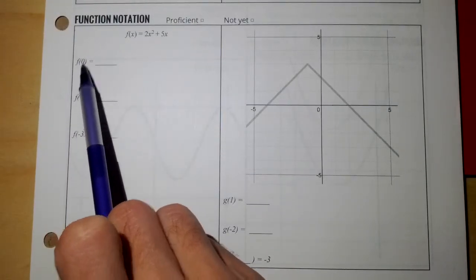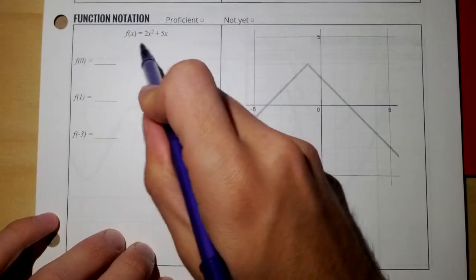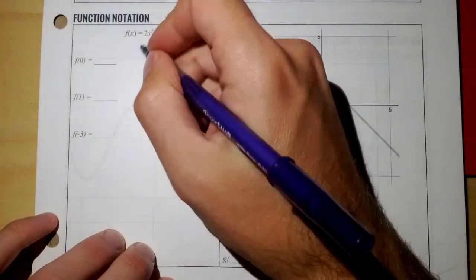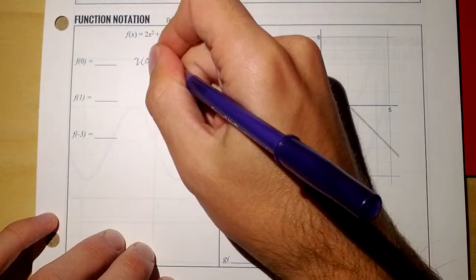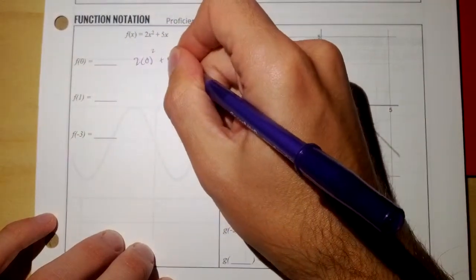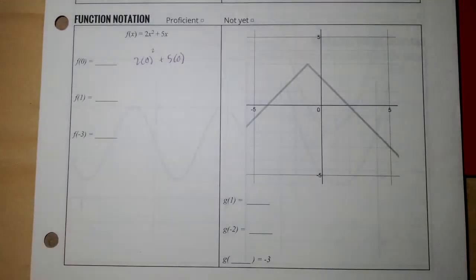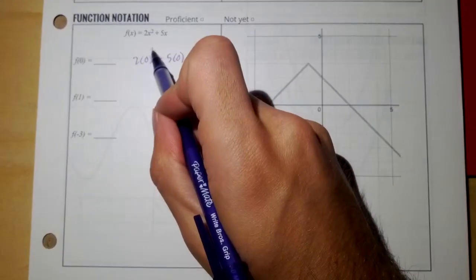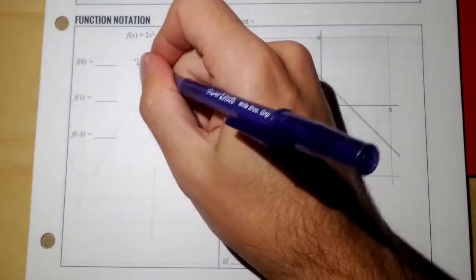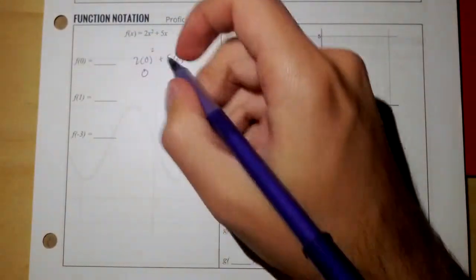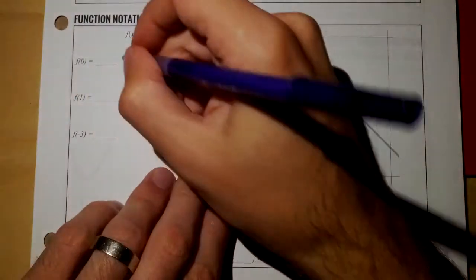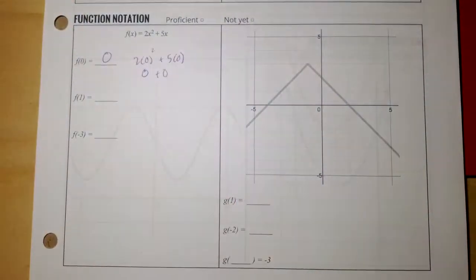So if I want to find f of 0, that means 0 is the input. I put the input wherever x is. So I get 2 times 0 squared plus 5 times 0. So I substitute in, now make sure that I follow order of operations and evaluate this. 0 squared is 0, and 2 times 0 would be 0. 5 times 0 is 0. And then 0 plus 0 gives me 0 as my answer.